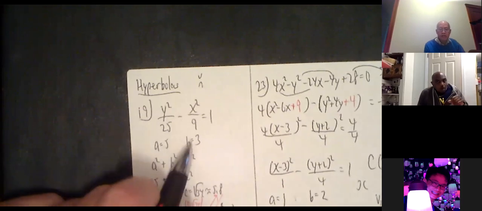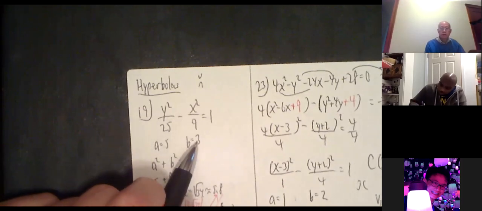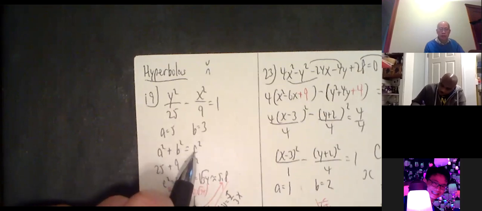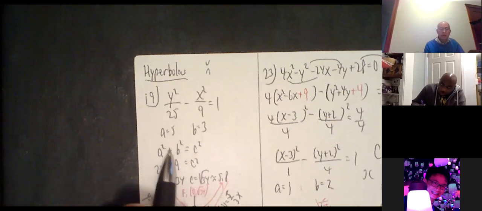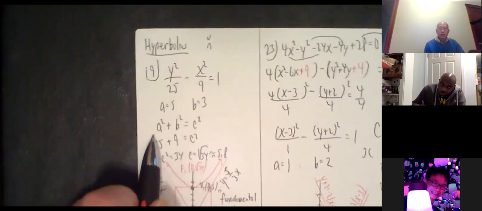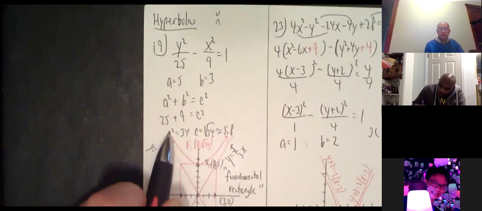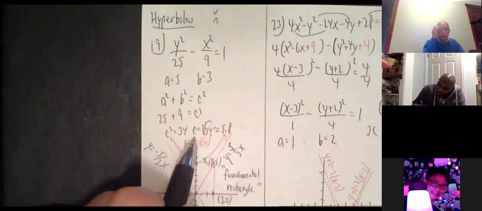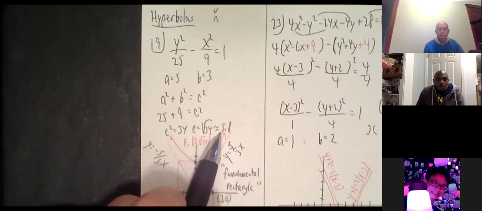Okay, so A is 5, B is 3. A squared plus B squared equals C squared for the hyperbola. For the ellipse, it was A squared equals B squared plus C squared. A squared is 25, B squared is 9, C squared is 34. So C is the square root of 34, that's about 5.8.